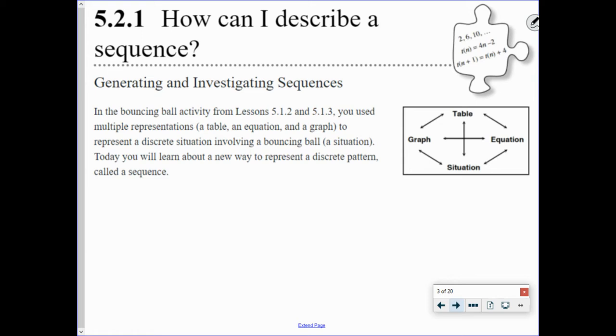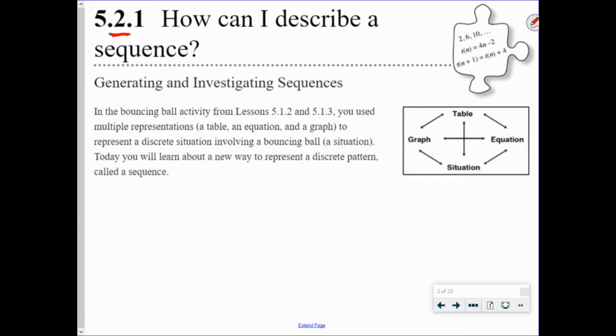So 5.2.1, how can I describe a sequence? Generating and investigating sequences. Sequences is the new topic. As you notice, we're going into section 2 of chapter 5. Sequences are a little confusing, so this is new material, a new thing that we're going to be dealing with, and you really need to focus carefully as we do this work, okay?